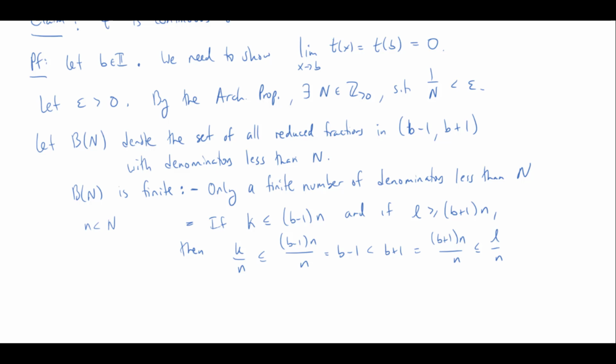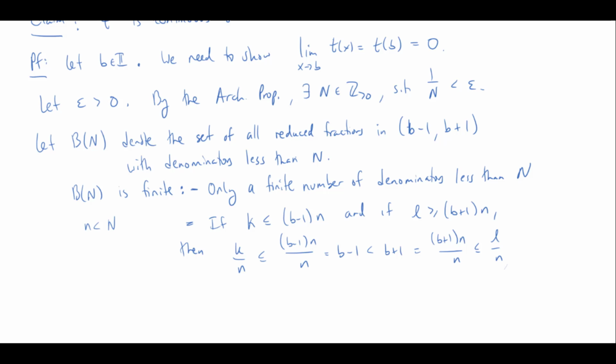Well, the point is that if I have any number k, which is less than or equal to (b minus 1) over n, then I'm getting a fraction which is outside of this interval b minus 1 to b plus 1. And if I have a fraction, L over n, where the L is at least (b plus 1) times n, then I'm again getting a fraction which is outside of this B coin of radius 1.